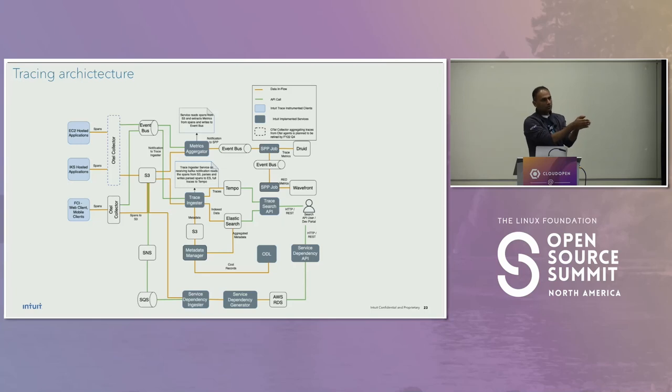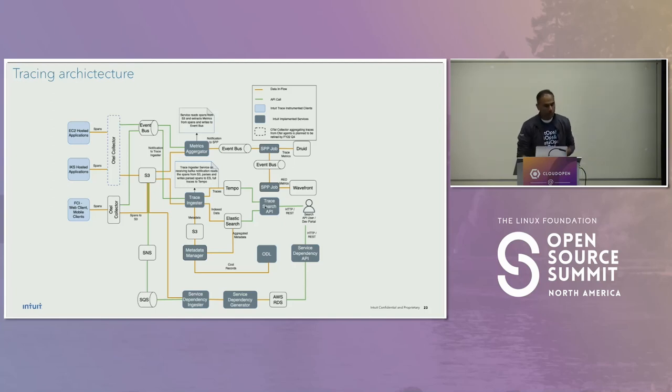Tempo, which is a Grafana-based solution, allows us to assemble a call graph together. So when you have multiple spans which are part of the same trace, you want the ability to put all of the call graph together, and that's where Tempo is useful. But at the same time, we needed some sophisticated searches associated with traces. For that, we created our own Elasticsearch cluster, which stores the metadata associated with the span and provides the trace search capabilities.